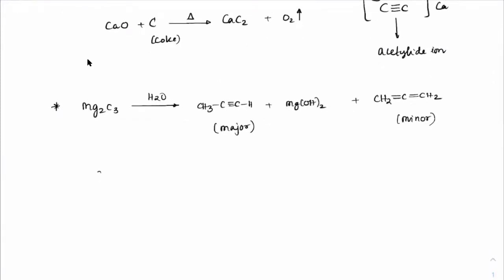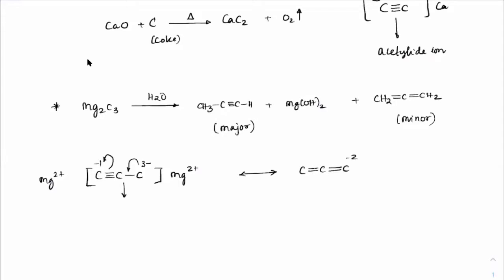See, by structure, if you observe, it is C triple bond C, C with 3 minus on one side and minus 1 on the other side. And this has been balanced by two Mg2 plus. This is the ionic form which you have. So this can be resonance stabilized as well, right? Because it is 3 minus, you can push this minus charge here and we can get C double bond C with minus 2 and minus 2. This way.